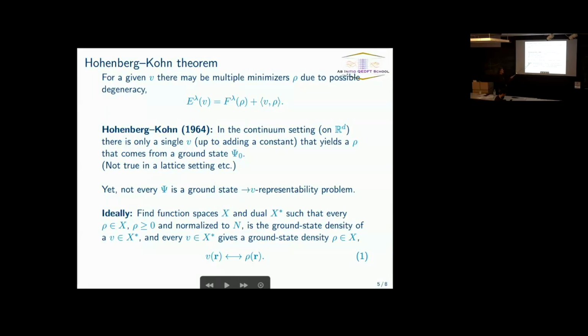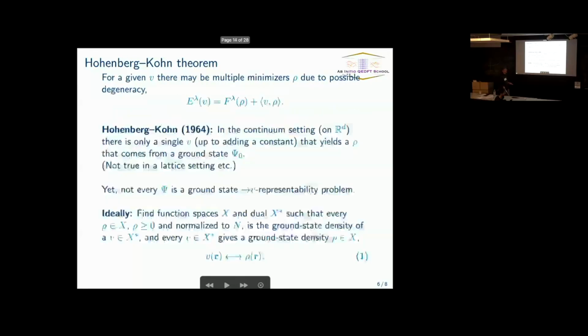Yeah, and in this ideal setting, so in this wish, and we are working on realizing that, there is a one-to-one mapping. So under these conditions, every density has a potential, every potential has a density. It goes both ways.